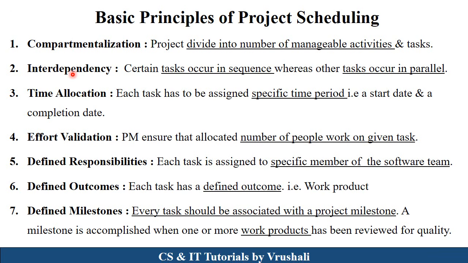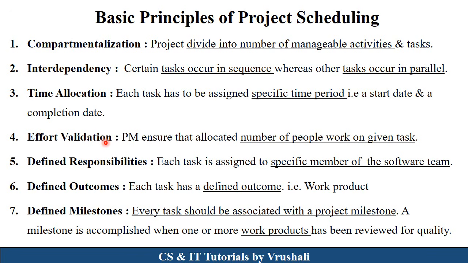The second principle is interdependency. They find out which tasks occur in sequence or which tasks occur in parallel. The next one is time allocation. So the project manager assigns a specific time period, the start date and end date of each and every activity. When the design phase starts, when it ends, and after that when the development phase starts and its end date. So they mention start and end dates.